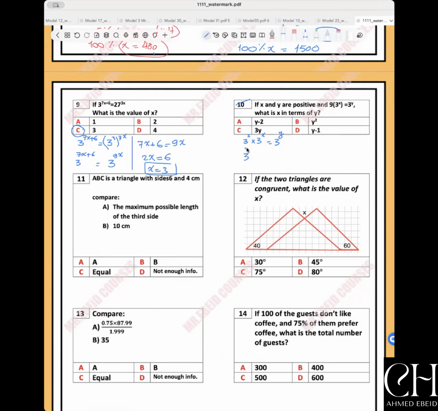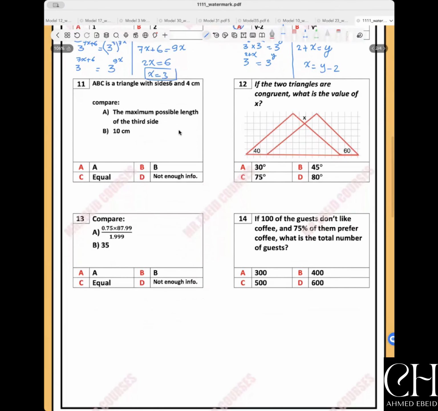So 3 power 2 plus x is equal to 3 power y. The same bases, so the same exponents. So we have 2 plus x equals y. Subtract 2 from both sides. It means x equals y minus 2. So the answer is A.